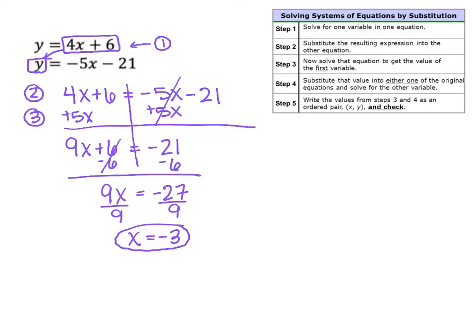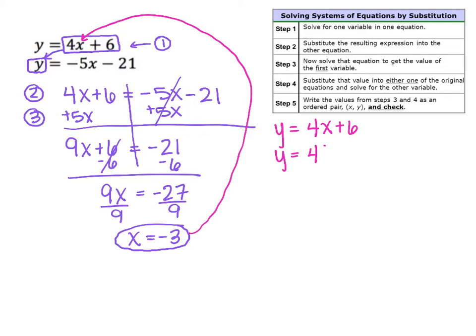Then I'm ready for step 4. Step 4 says now substitute that value into either one of the original equations. I'm going to go with the top one because the numbers are a little bit smaller. So I want to substitute negative 3 in for x in that equation to figure out what y is. I know y is 4x plus 6, but now I know that x is negative 3. So 4 times negative 3 plus 6 gives me what value for y? Well, that's negative 12 plus 6. That means y must equal negative 6.